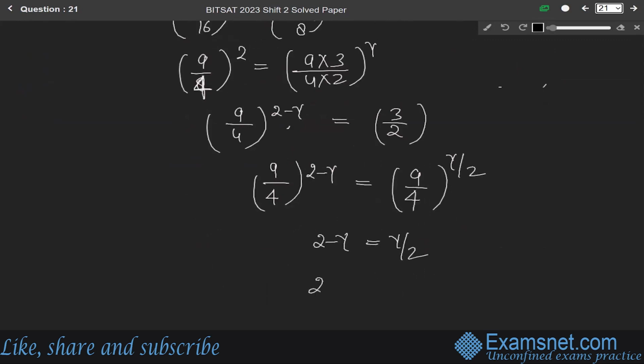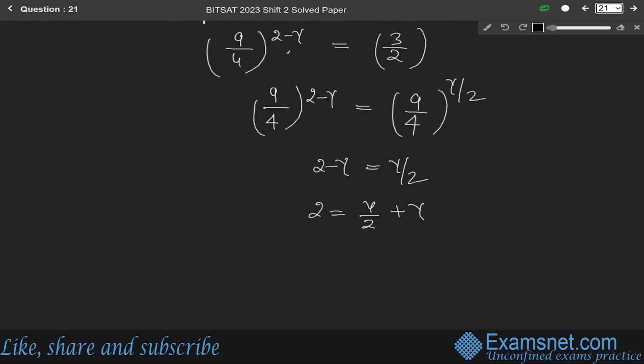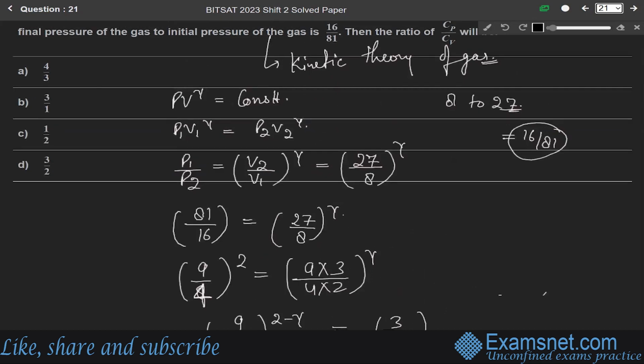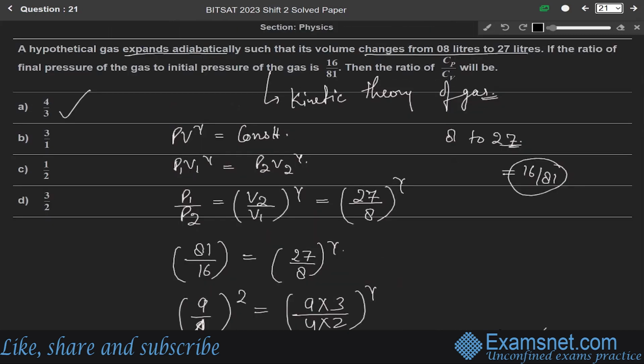So it will be 2 is equal to 3 by 2 gamma, which means gamma is equal to 4 over 3. So among these four options, option A, that is 4 by 3, is the correct answer. Okay. We have used in this question the adiabatic constant, meaning PV^gamma equals constant for any adiabatic process.